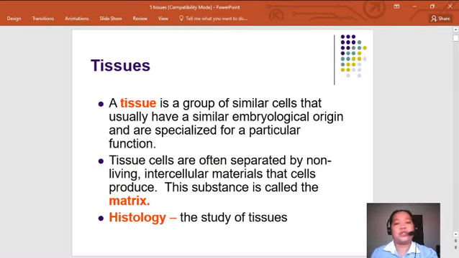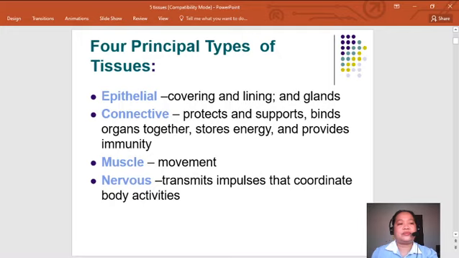Now, the persons who specialize in this field are called histologists, while the discipline itself, the study of tissues, is called histology. Now, there are four principal types of tissues. We have the epithelium, connective, muscle, and nervous tissue. These four major types of tissues perform specific functions.